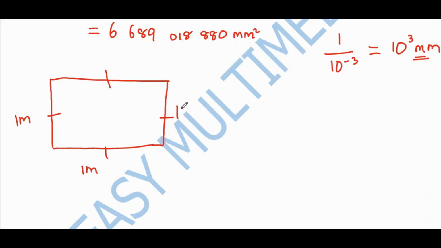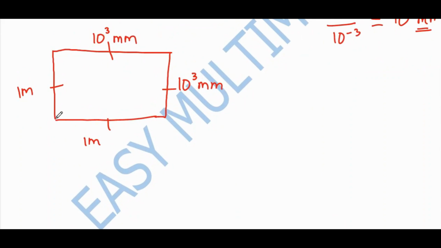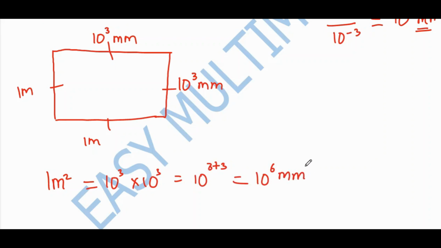Now, this is equivalent to 10 power 3 millimeters. The area of this square must remain the same if you multiply length and width for whichever side that you take. Now, I have 1 meter multiplied by 1 meter. It gives the area as 1 square meter, and this is equivalent to 10 raised to power 3 multiplied by 10 raised to power 3, which is 10 raised to power 3 plus 3, which is 10 raised to power 6 square millimeters.